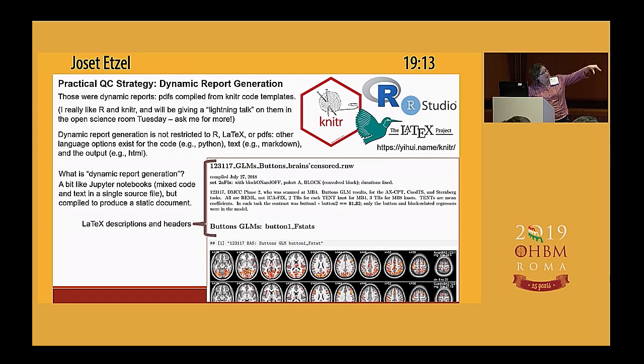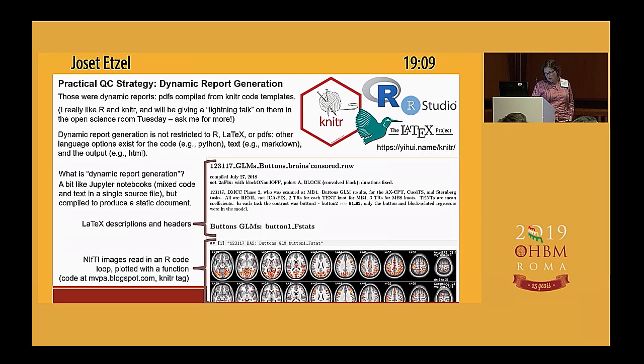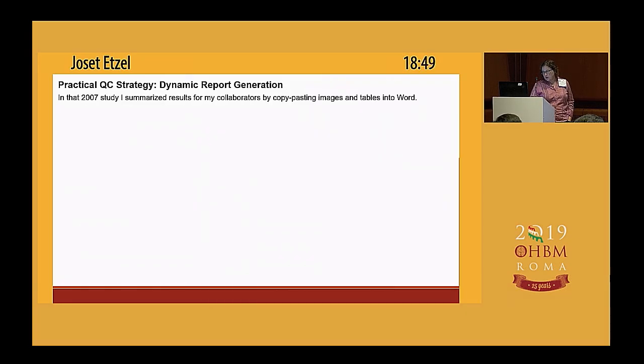You can see the text bits were LaTeX in the template, and then all of these brain images were read in an R loop, sent to a plotting function, plotted out with the threshold. And there's some tutorials on making brains into these files on my blog, mvpa.blogspot.com. Look for the knitr tag. So there's a few big advantages of this kind of thing.